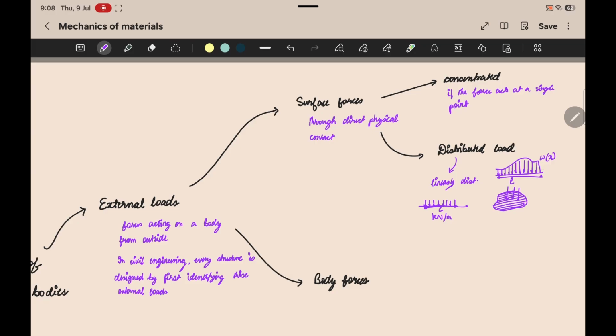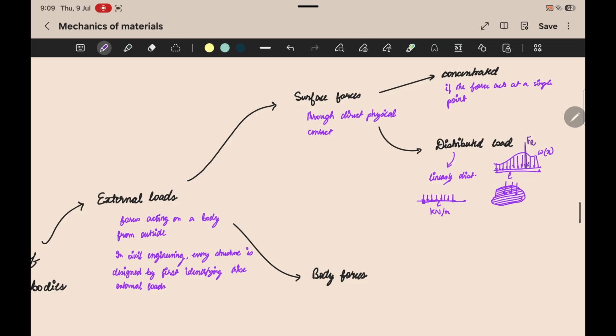And one more aspect would be the resultant force. The resultant force is the force which can be expressed as equivalent to this whole load, and it directly acts at the geometric center of this distribution.